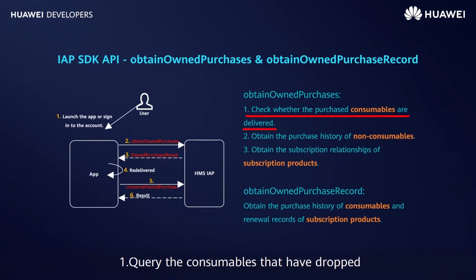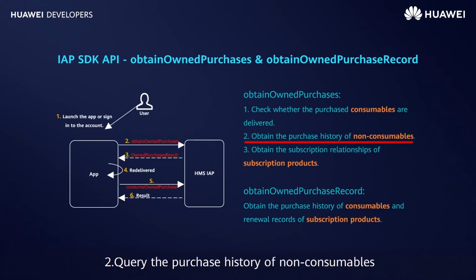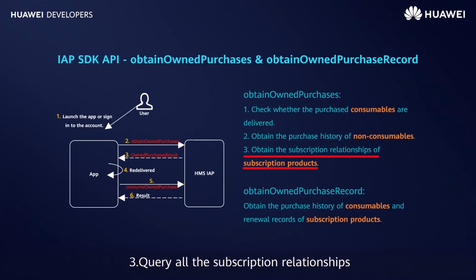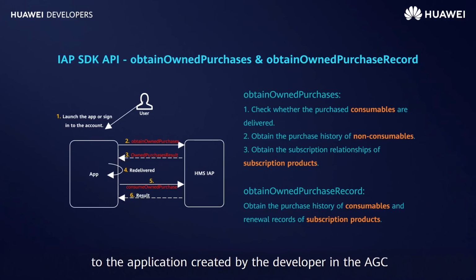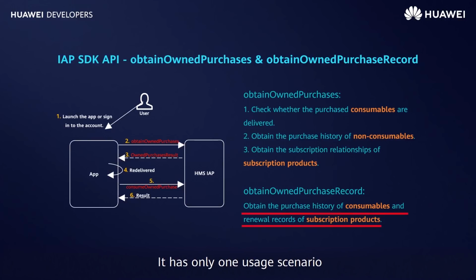1. Query the consumables that have dropped. 2. Query the purchase history of non-consumables. 3. Query all the subscription relationships of the current Huawei login user in the application. The application here refers to the application created by the developer in the AGC. Next, let's talk about obtainOwnedPurchaseRecord. It has only one usage scenario. Query the purchase history of the consumable and the renewal history of subscriptions.